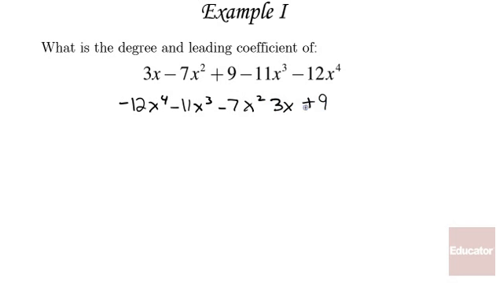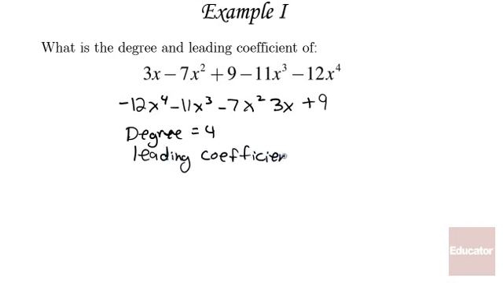Okay, so now that I have this in descending order, I can easily see that the degree equals 4, and the leading coefficient is going to be the coefficient for that variable raised to the largest power. So the leading coefficient is negative 12. And if I didn't put these in the right order and just looked at it, I might have said, oh, the leading coefficient is 3. So always put the polynomial in descending order first.